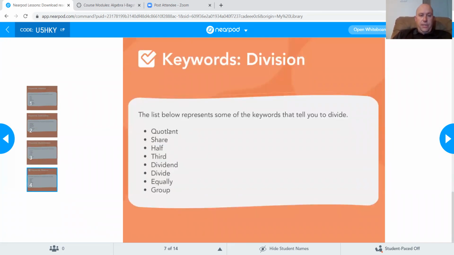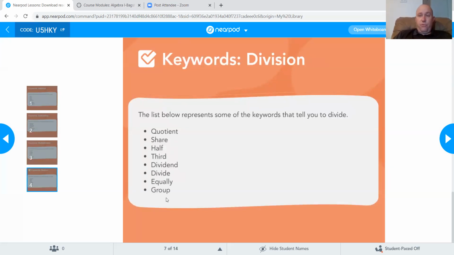And for divide, quotient is the most important one, I think. Share is certainly a good one for a word problem. If you're sharing out cookies between a certain number of people, you would be dividing them. And then there's specific divisions. 1/2 means you're dividing by 2. 1/3 means you're dividing by 3, and so on. Obviously, that word divide there is important as well. And dividing equally is often really important for these questions as well. Otherwise, it wouldn't be a divide question.